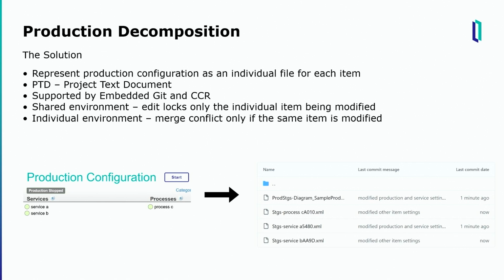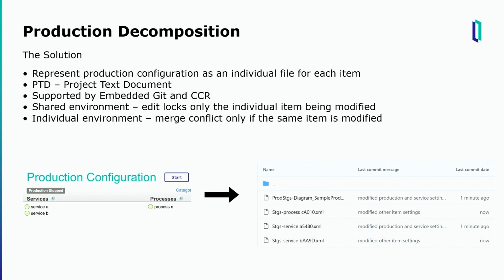So it's kind of a well-supported part of Iris interoperability. Production decomposition means we're representing our production as a bunch of PTD items instead of one big file. This is supported by both Embedded Git, which is what I'm talking about, and CCR, which is another change control option maintained by our team.